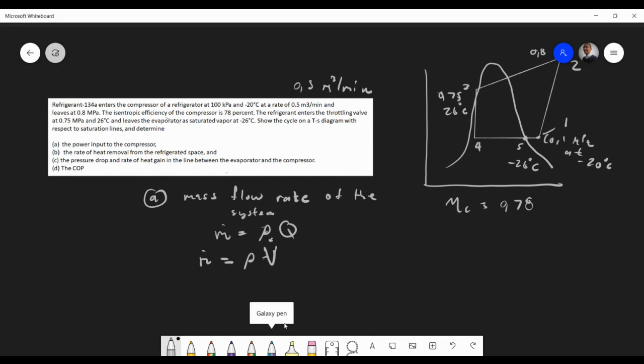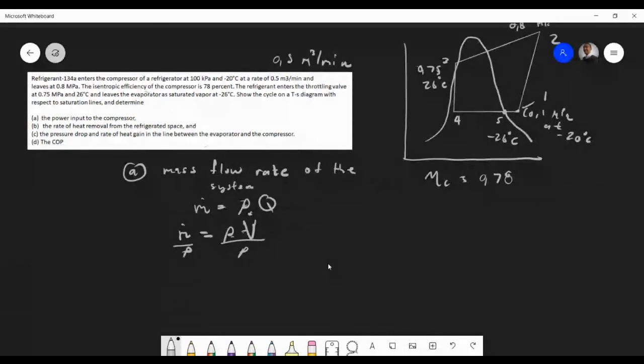Right. And if we divide by rho on both sides, that cancels, and we're going to end up with 1 over rho. So this is going to be the volumetric flow rate, and this is 1 over rho. And 1 over rho, if you remember, is called the specific volume. And mass flow rate will then be your volumetric flow rate divided by the specific volume.